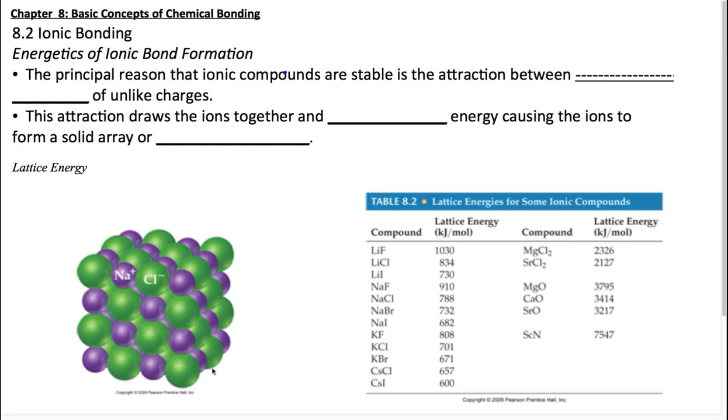Alright, here's the first new thing we're going to look at for Chapter 8. We're going to talk about ionic bonding and bond polarity and electronegativity. So I'll start here with 8.2, which is ionic bonding. Okay, I'm going to look at how ionic bonds form.